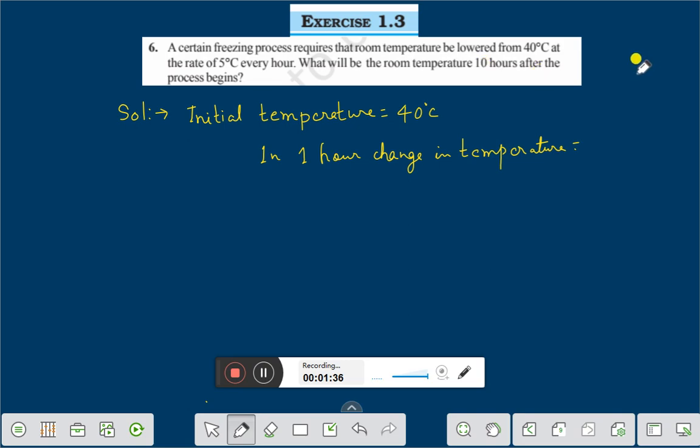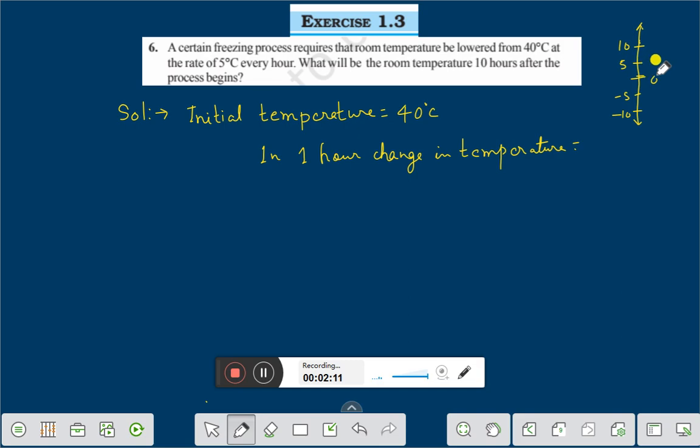Lowered means minus and raise means plus. If there is a raise in temperature here, if we read a number line here, this is 0, this is 5, this is 10, this is minus 5, this is minus 10, right.